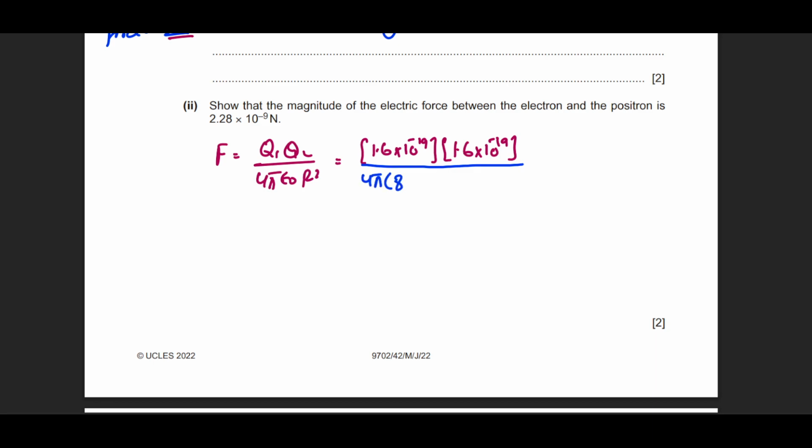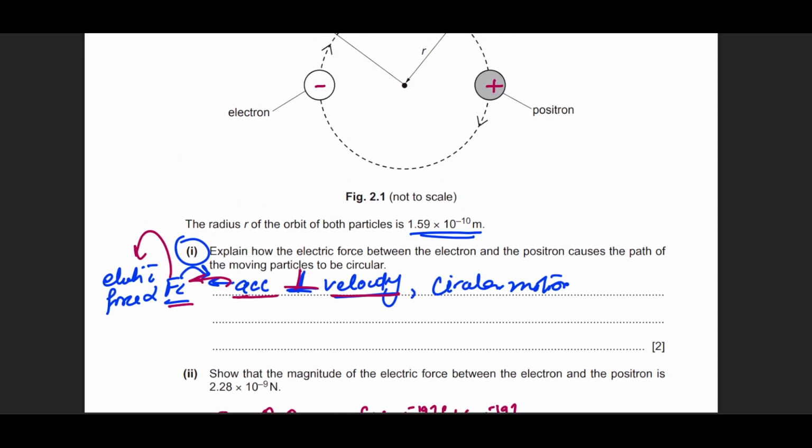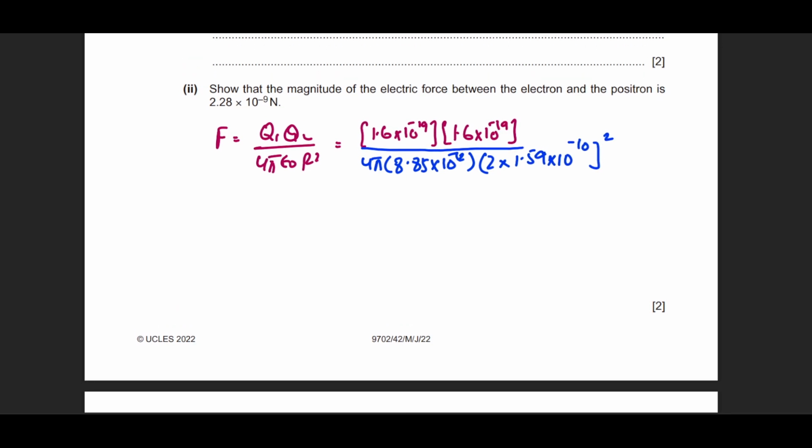So 4 pi epsilon naught is 8.85 power minus 12 from the data booklet. Then we get the distance between them, which is 1.5. Now please be advised, this is the radius of orbit. This is just this distance. We have to multiply this with 2 to find the distance between them. So this will be 2 times multiplied by 1.59, right, 1.59 into 10 raised to the power minus 10 whole square. So this complete algebra comes out as 2.27 into 10 raised to the power minus 9 newtons.